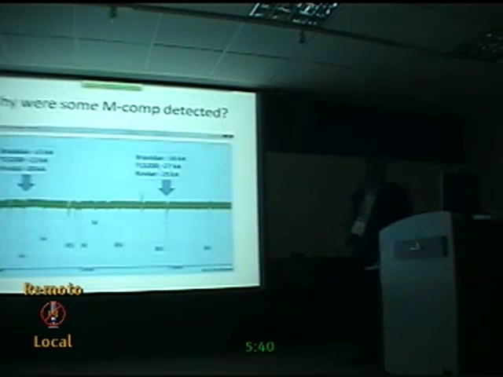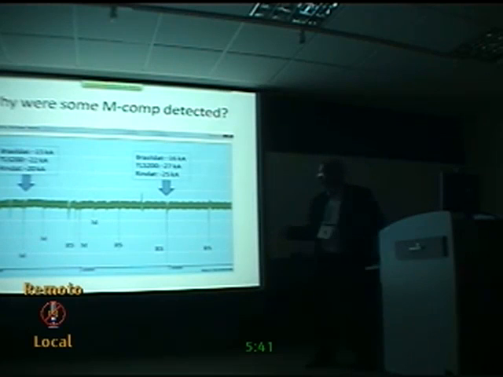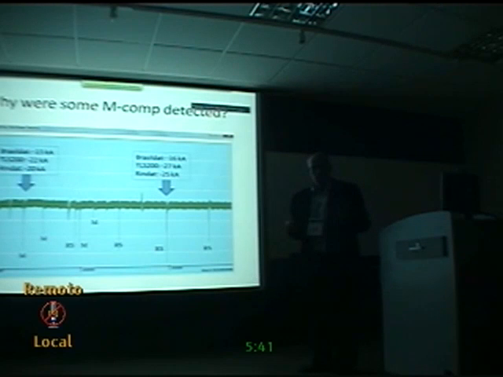So the question about M components and return strokes: we checked the fast E-field, and we see here what was classified as M components based solely on channel luminosity. Some of what we are calling M components had such faint previous luminosity in the channel that it really appears very similar to a return stroke waveform.